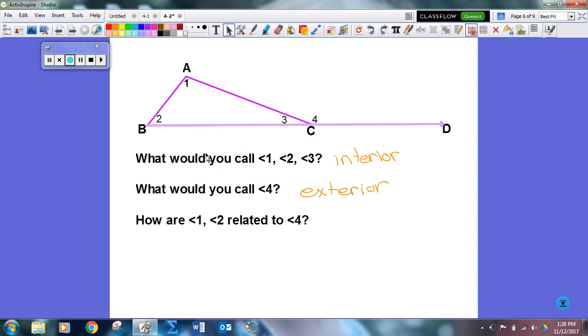If I look at this diagram, I have angles 1, 2, and 3, which I would consider interior angles because they're on the inside of the triangle, and angle 4 that I would consider the exterior. How do you think 1 and 2 would be related to 4? Take a moment and think about that. Pause this while you think about it. When you're done, come back.